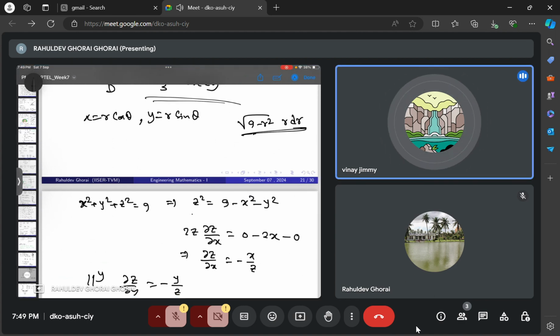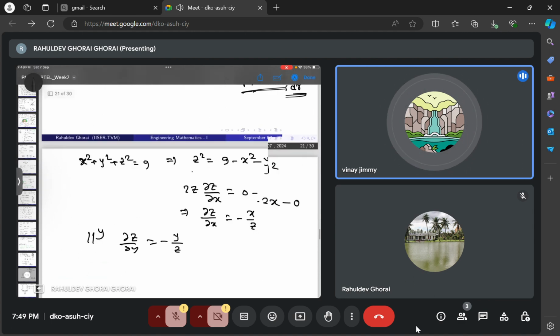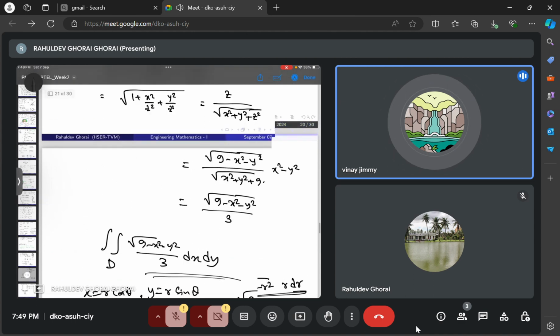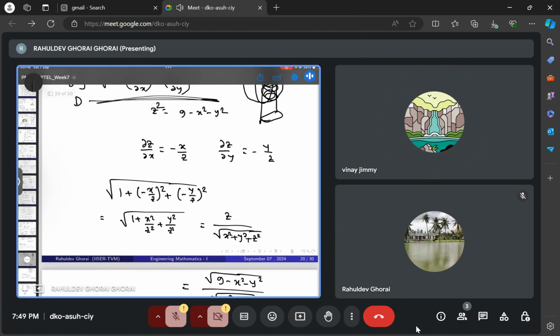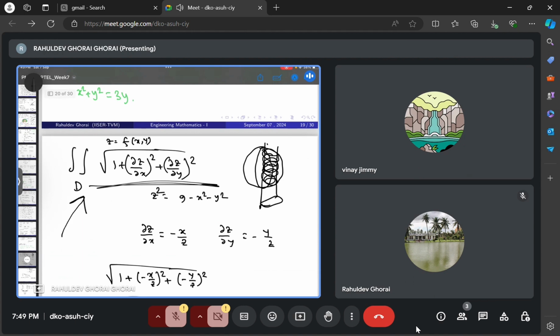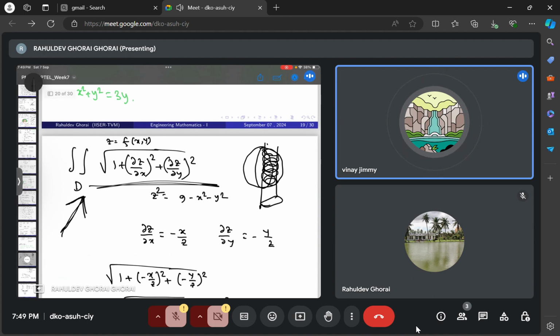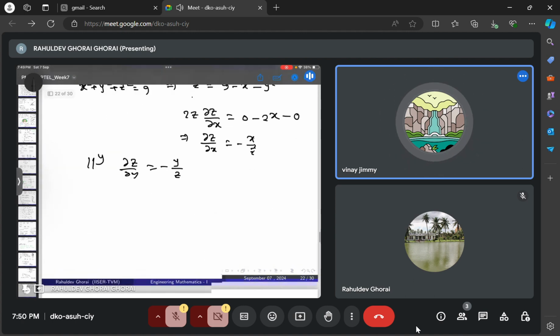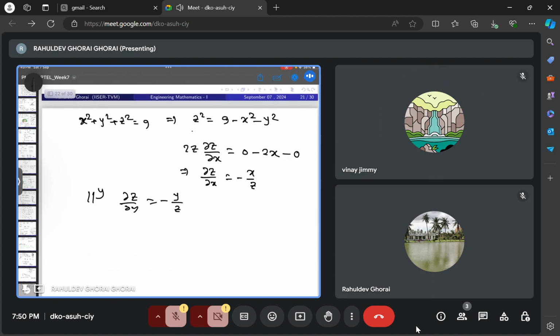Okay, sir, but how did you form this double integral, that 1 plus under root 1 plus del z by del x, del z by del y? Yes, the double integral is a rule given for the surface integral. When you have a surface integration, you have to use this formula. It is a rule. Okay, that was what I was asking.